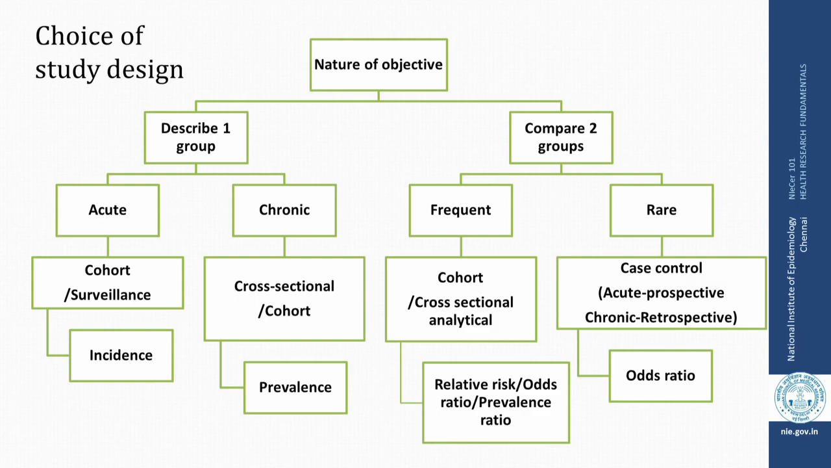But in case of rare exposures, and where the duration between the exposure and the outcome is likely to be very long, then it is better to go for a case control approach. In case of cohort studies, it is the relative risk which we obtain, which is a more definitive indicator of relationship, and the odds ratio also is a strong indicator of association.